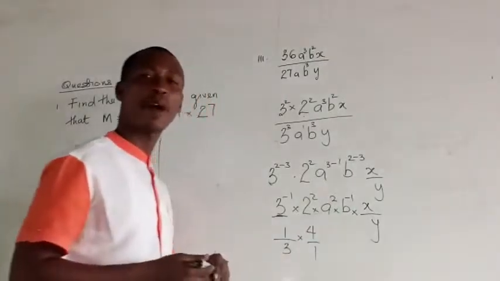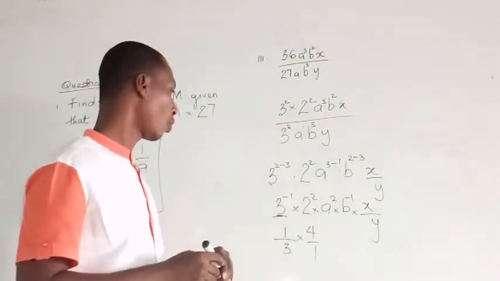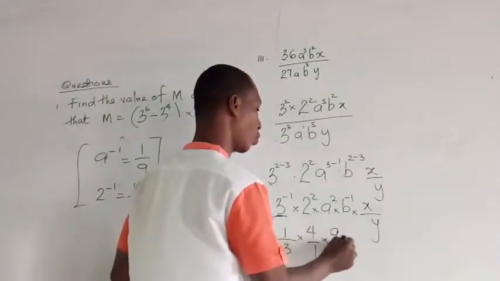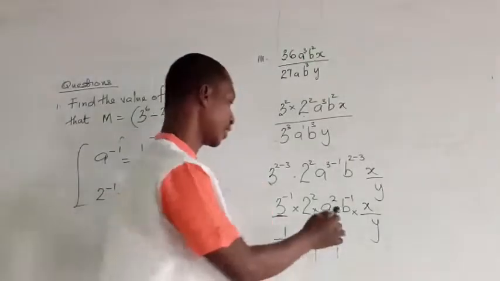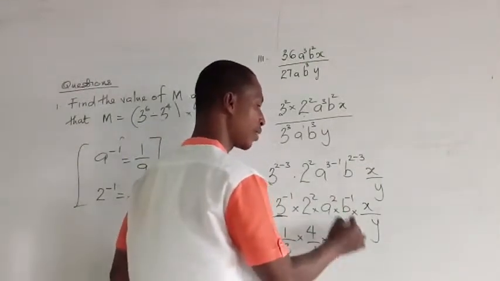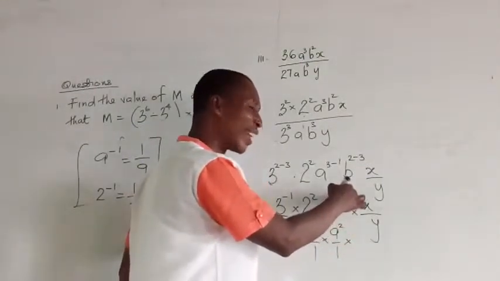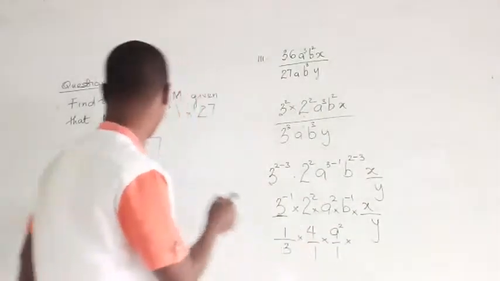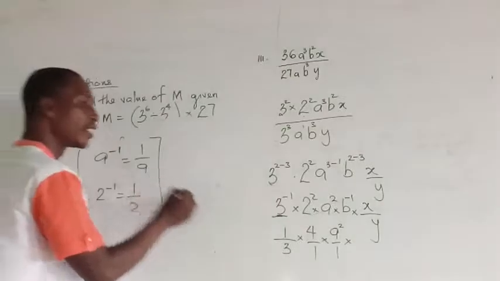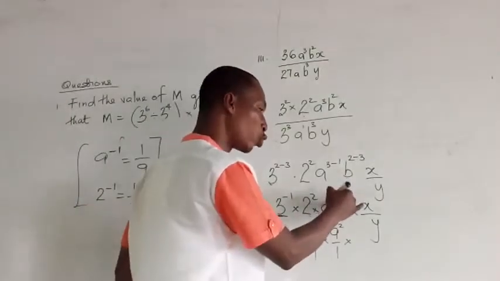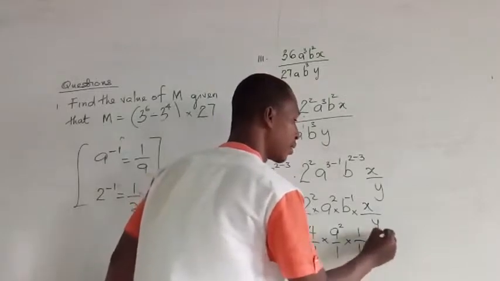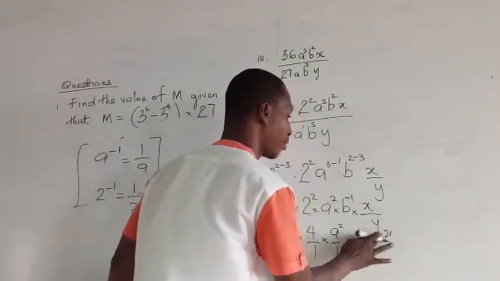Any number divided by 1 is that same number. Then times a, also over 1. This is a squared, a to the power 2 over 1. Times b to the power minus 1 is the same as this: a to the power minus 1 is equal to 1 over a. Then b to the power minus 1 will give me 1 over b, times x over y.